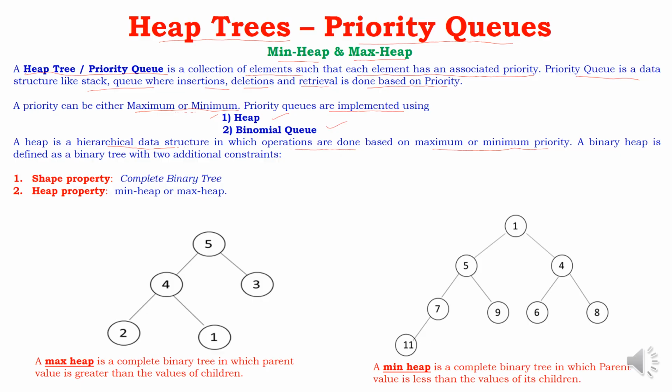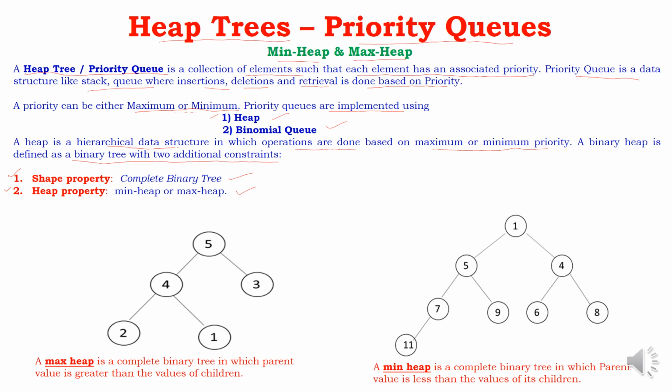A binary heap is defined as a binary tree with two additional constraints: shape property and heap property. Shape property means the binary tree should be a complete binary tree, meaning the elements are filled level by level from first level to last level, and from left to right. Then heap property: it is either min heap or max heap. Min heap means parent value is less than children value. Max heap means parent value is greater than children value.